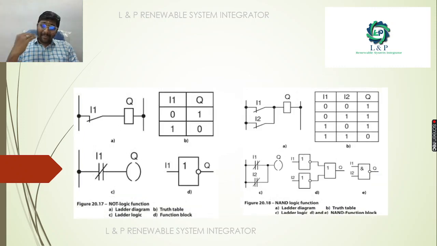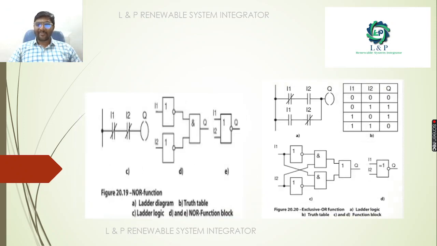If you go for a NOT function also, we have a ladder diagram and a ladder logic, and we have a truth table and functional block. In the same way for NAND, we have a ladder diagram, truth table, ladder logic, and a function block diagram. And the NOR function we can represent like this in the ladder diagram, and for exclusive OR we can represent our ladder logic, truth table, and function block like this.